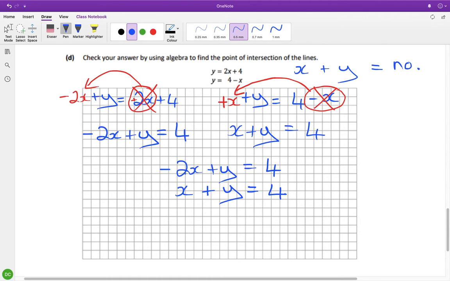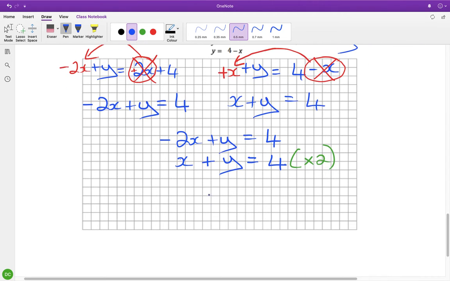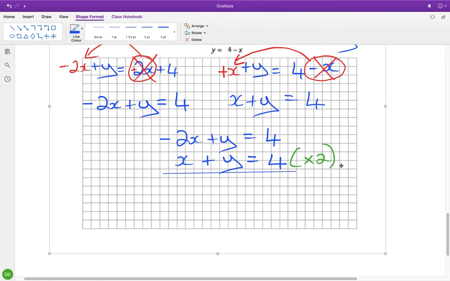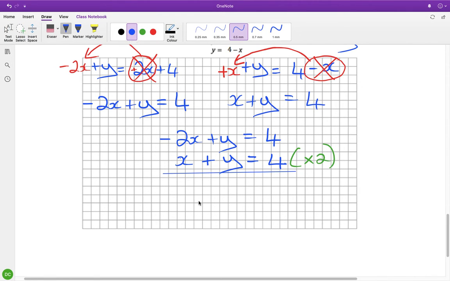Okay, so I want to cancel the x's, so they need to have the same number and a different sign. So if I multiply this bottom line by 2, okay, the top line stays as it is, minus 2x plus y equals 4. The bottom line, this x multiplied by 2 becomes a 2x. This y multiplied by 2 becomes 2y, and this 4 multiplied by 2 becomes 8.